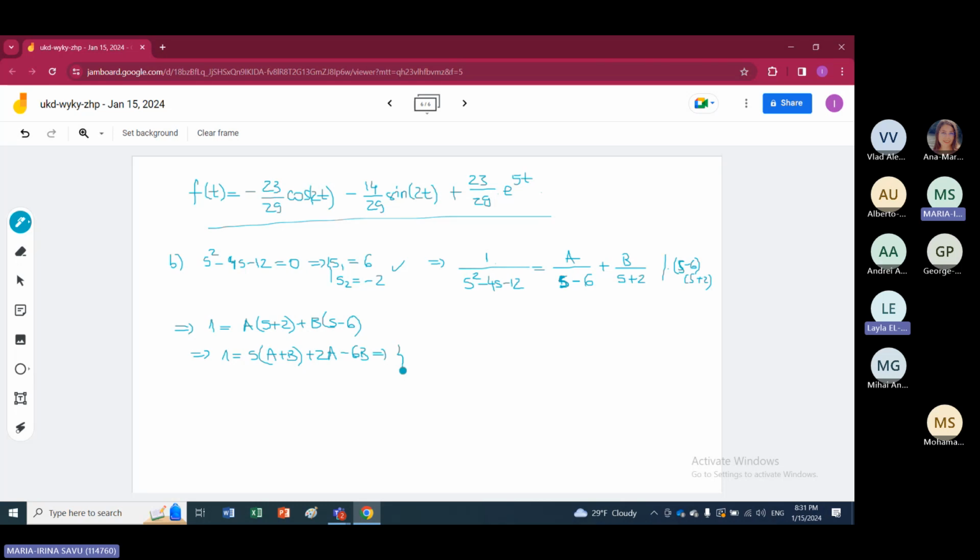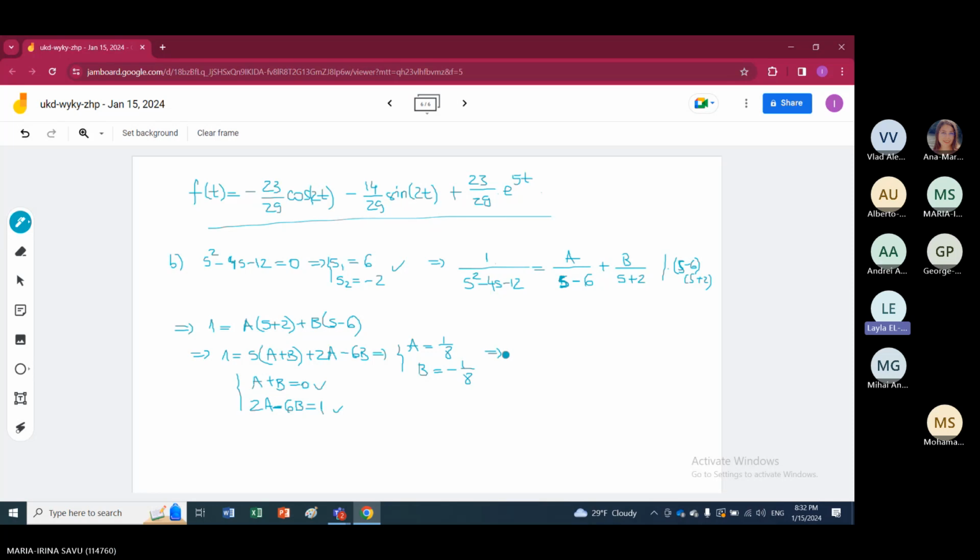Okay, your system gave a is 1 over 8 and b is minus 1 over 8. Yes, because here a plus b must be 0. Okay, so they check this condition. And 2a minus 6b must be 1. So 2 times this one plus 6 times this one is 1. Okay, it's perfect. This is the solution, indeed.